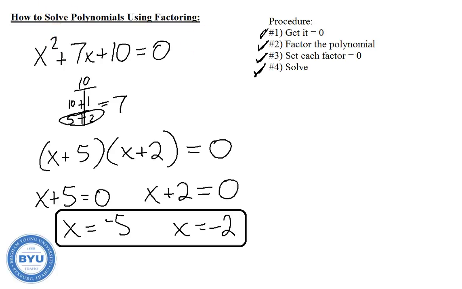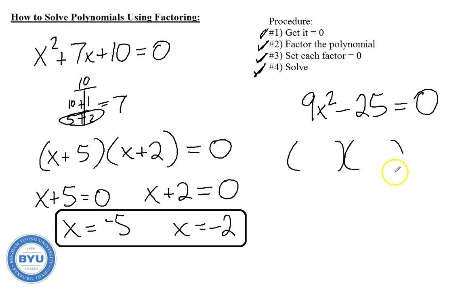Let's try one more. Let's say I have 9x squared minus 25 equals 0. So step number 1, get it equal to 0. We've already got it equal to 0. That's very nice. Step number 2 is factor the polynomial. Well, this is a 2-term polynomial, and to factor the 2-term polynomial, I'm going to factor it by creating 2 parentheses and square rooting each of these values.